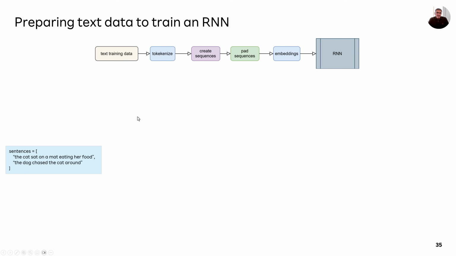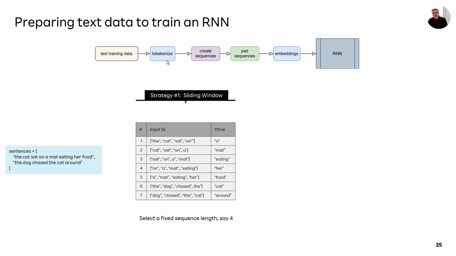So you want to tokenize it. But then how do you create the sequence itself? You can basically say, the way I'd like to create a sequence is with a sequence length of 4, let us say. Then I pick up the first 4 words, the cat sat on, and the ground truth value I want to predict is a. Then I will slide the window over. I take cat sat on a, and the next value I want to predict is mat.